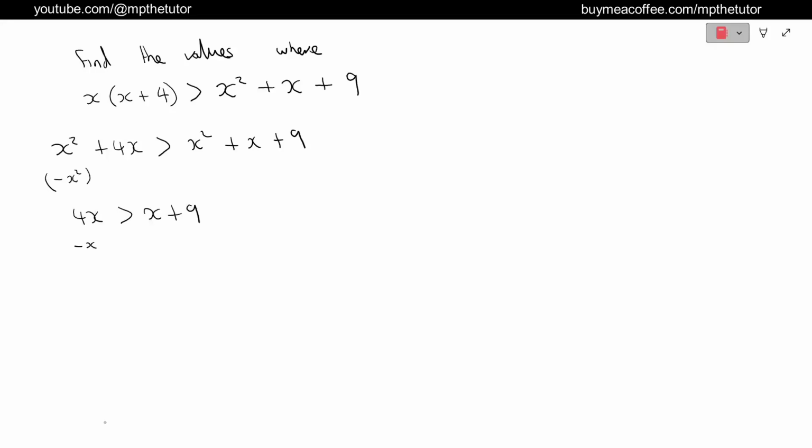Let's take away the x from both sides. So you get 3x is greater than 9. And then we just divide by 3. So you get x is greater than 3. Nice and simple. It's not too bad.